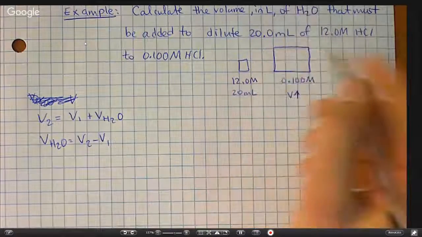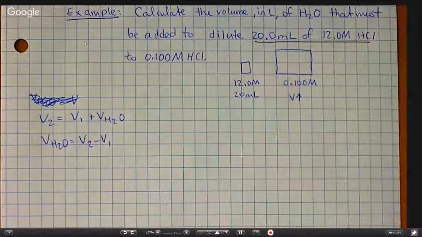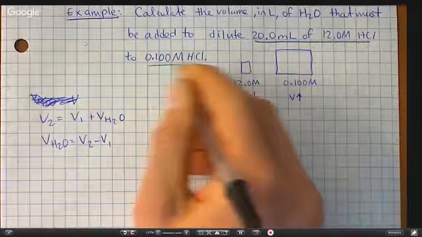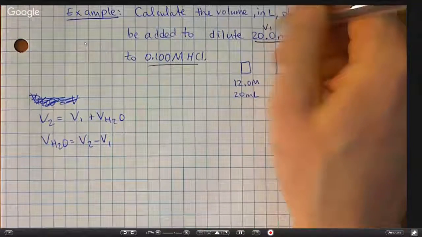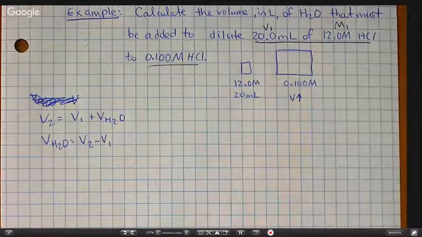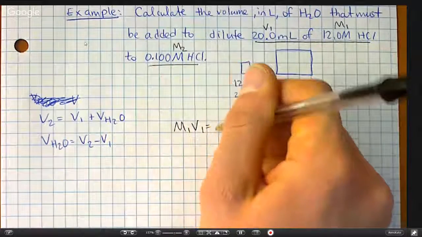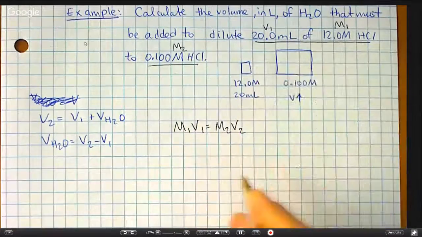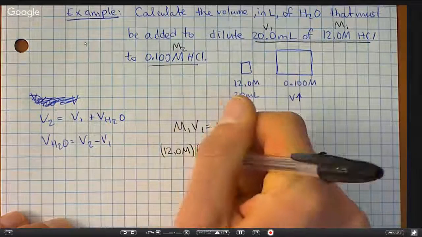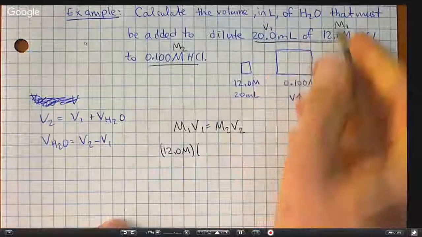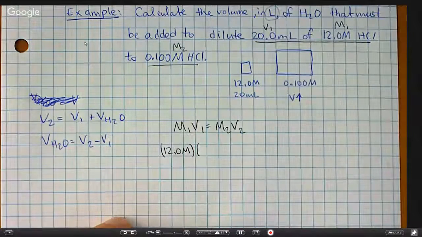Back in our problem, 20 milliliters of 12 molar solution. Okay, they go together, and we're diluting it to 0.1 molar. Since we're diluting it to the smaller concentration, that means that's V1, and this is M1, and then this is M2. So our equation, M1 V1 equals M2 V2. Plug in what we know. 12 molar times the volume. Now, real quick, they want us to find this volume in liters. It might be helpful to do it now.